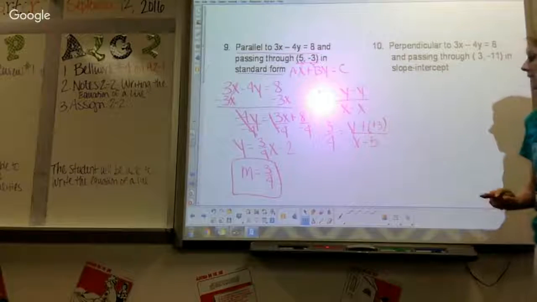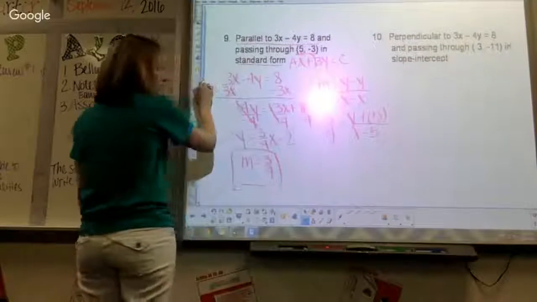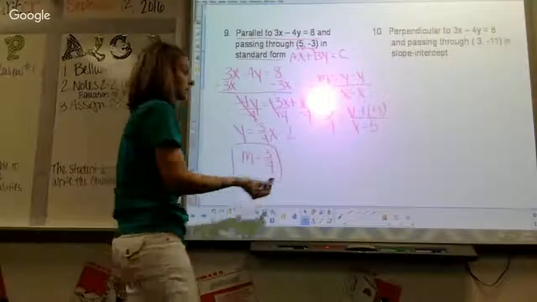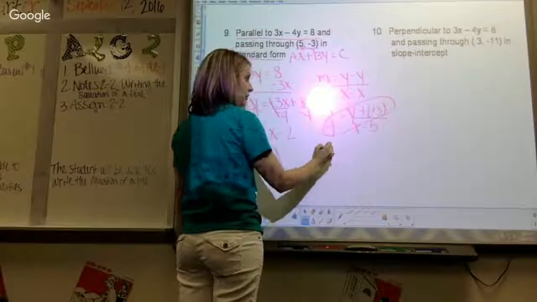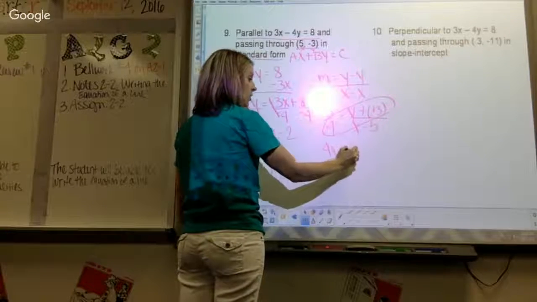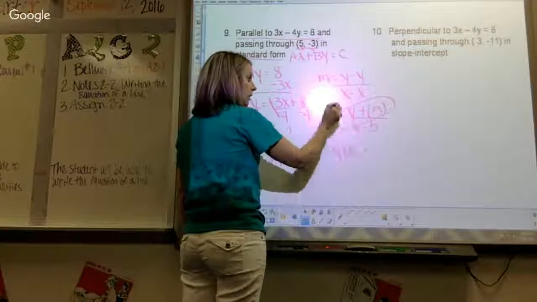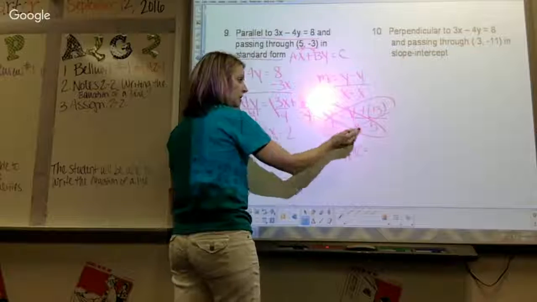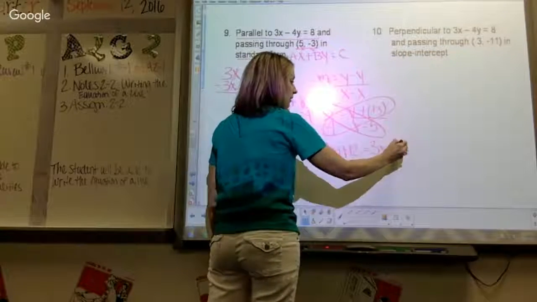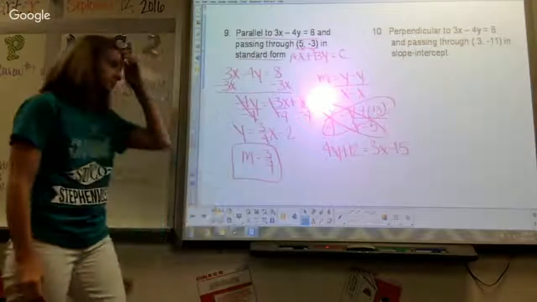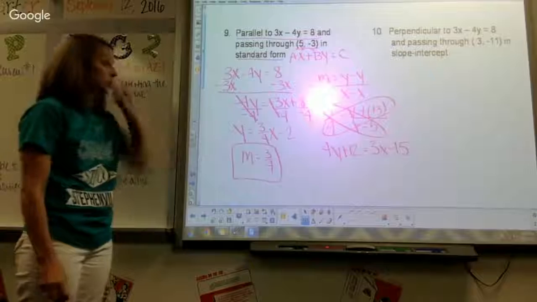Okay, so once we plug it into the slope formula, we're going to cross multiply. You can either distribute now or wait. So that would be 4y plus 12 if you go ahead and multiply 4 times the y plus 3. And then 3 times x, 3x. 3 times the negative 5, negative 15. So make sure you multiply that by both of those terms.